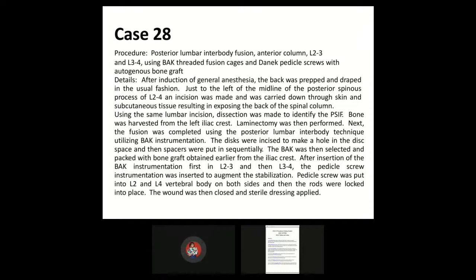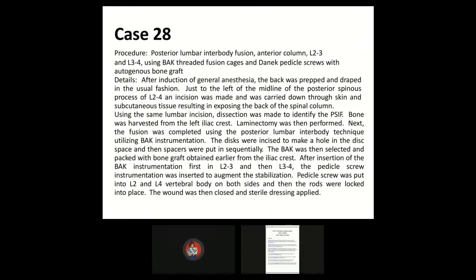After insertion of the back instrumentation first into L2 to 3 and L3 to 4, the pedicle screw instrumentation was inserted to augment the stabilization. The pedicle screw was put into L2 and 4, vertebral body on both sides, and then they locked it in with some rods. And then, of course, they closed the patient up.